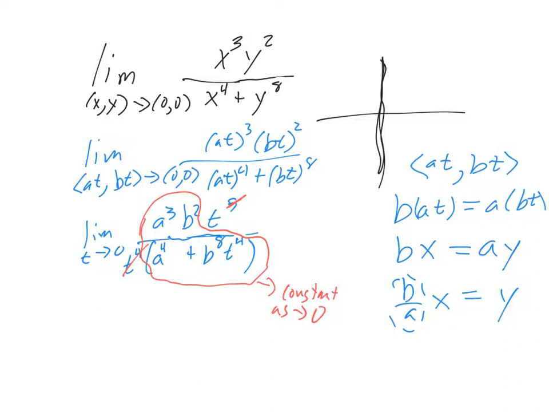Right. However, on the top, we have this being multiplied by t, and so this is going to be a constant times t, but the t is going to 0, so that limit is always going to be 0. Okay, so for any line going in towards the origin, on every single one of these lines, this limit is going to 0. Okay. So does that mean that the limit has to be 0? And the answer is no.